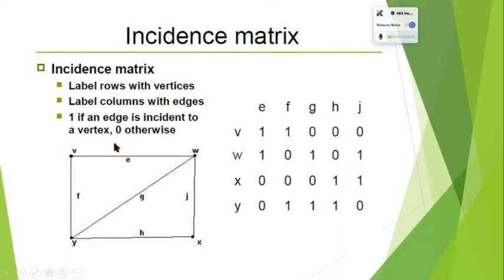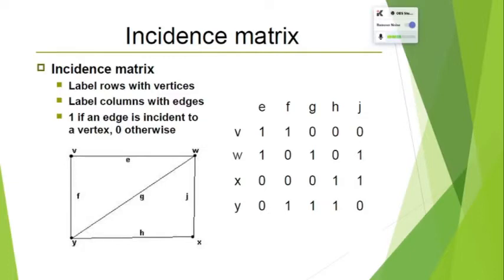So, ibig sabihin, kumbaga, nabuo yung edge na yun. So, as you can see, itong columns na ito may E, F, G, H, J na edges. Ano yung mga connected sa kanyang vertices? So, sa E, ang connected lang sa E, na edge, is si V at saka si W. Kaya, si V at W lang may value na 1 kasi nga, yan lang yung connected kay E. Kaya 0 ang nangyari kay X and Y.